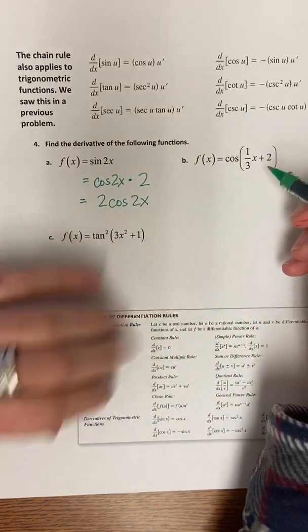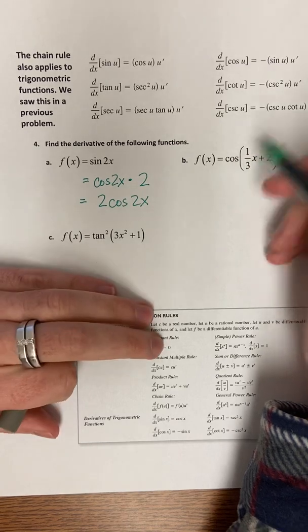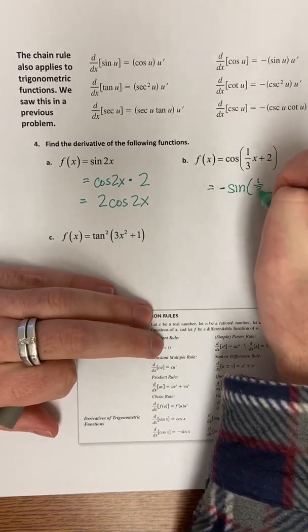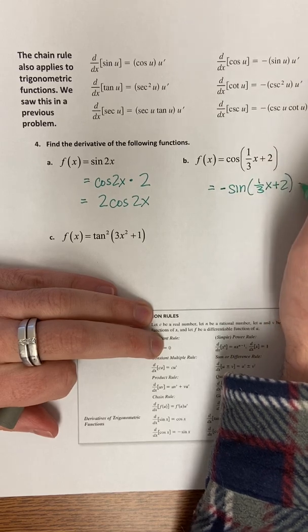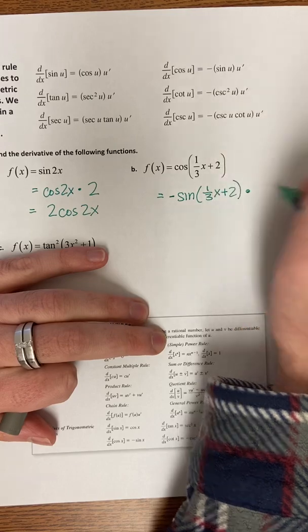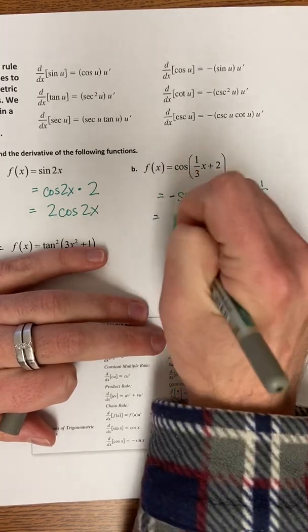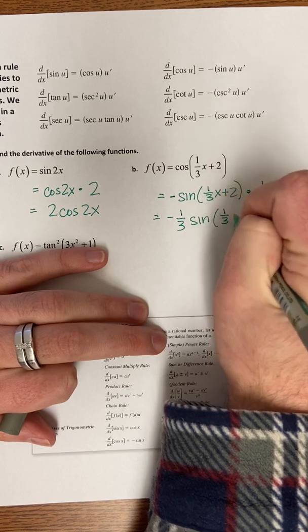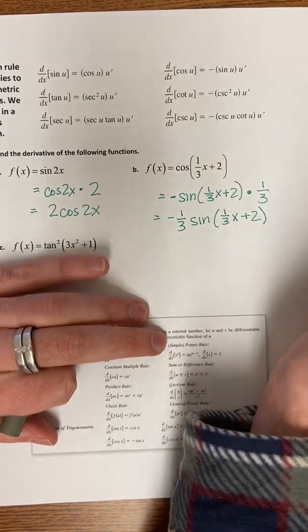Even if there's a fraction on the inside, it works the same. My derivative of cosine is negative sine. I leave the inside alone, but I have to multiply by the derivative of the inside, which in this case, the derivative is 1/3. So this would be negative 1/3 times the sine of (1/3 x plus 2).